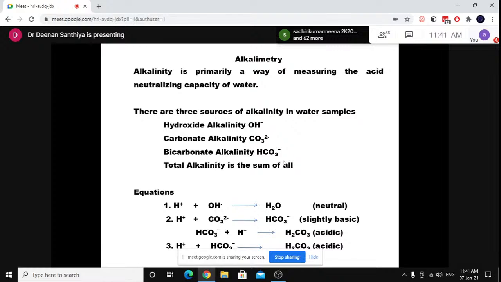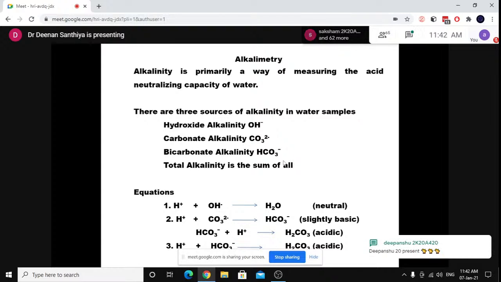Why is the acid water alkaline? The alkalinity of water is due to the presence of OH minus ions, carbonate ions, and bicarbonate ions.